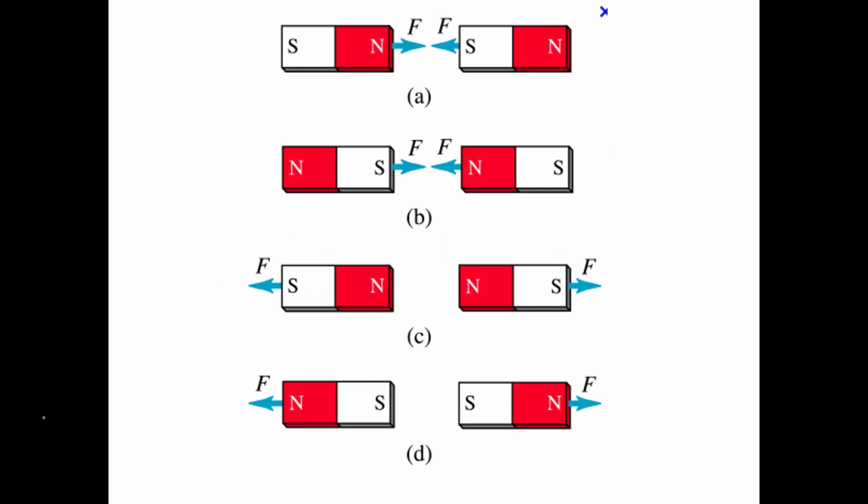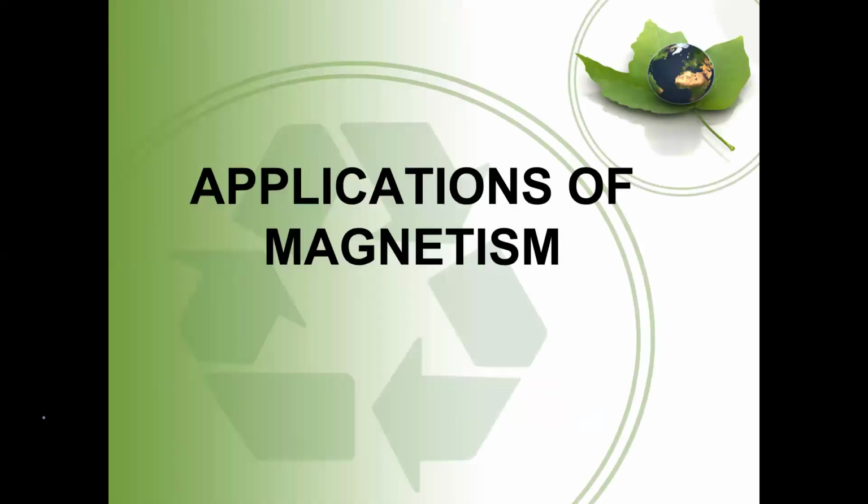Now you have to see this screen. The north and south attract each other. North and south attract, but same poles repel each other. Now there are some important applications of magnetism. So you have to give the heading, applications of magnetism.